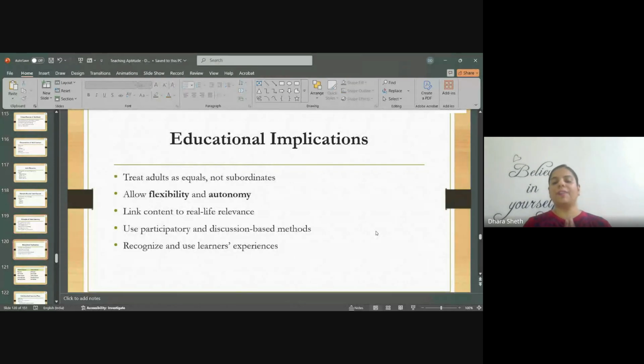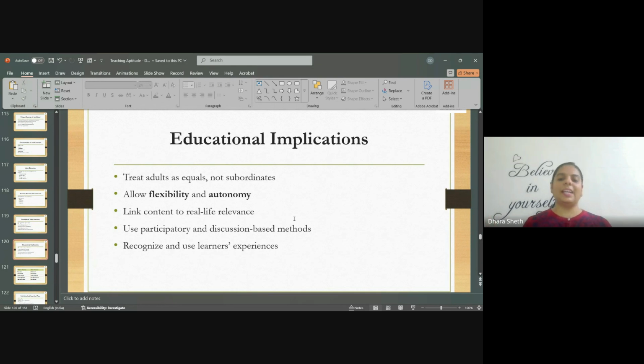Educational implications of understanding this are: treat adults as equals, not subordinates. Now, these are what make adult teaching effective. Treat adults as equals, not subordinates. Allow flexibility and autonomy. So that's why we are providing recordings. So in case life happens and you are missing some part, you can still go back there. Just reminds me, the recording is up.